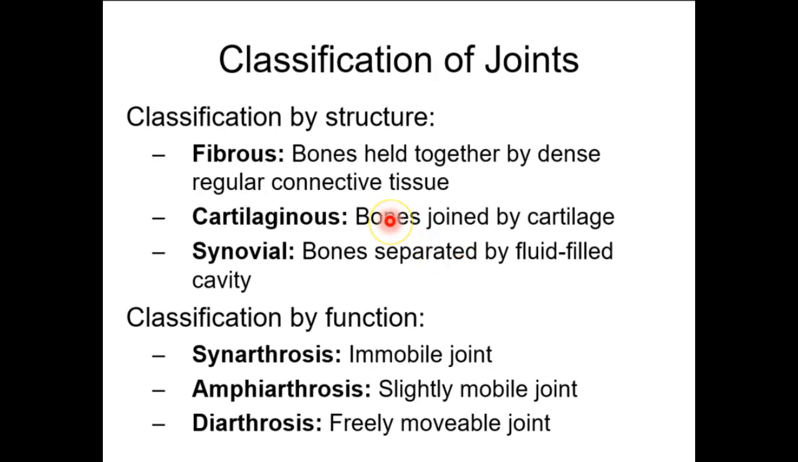So cartilaginous joints, intervertebral discs would be a good example. That's entirely fibrocartilage between those. They are not synovial. In synovial joints, we're going to have quite a bit of detail in terms of the structure of a synovial joint, a little bit more vocab there.